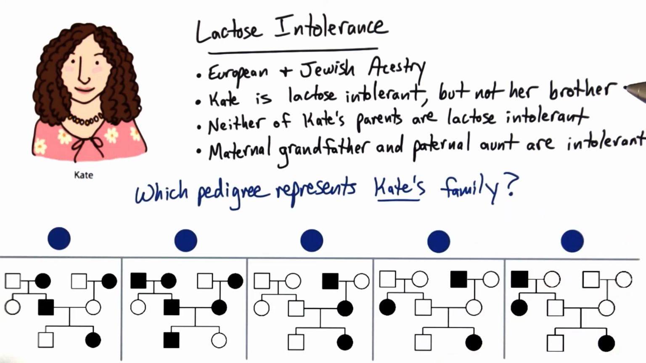Using all of this information, I want you to tell me which of the following pedigrees represents Kate's family and the trait of lactose intolerance. Now, only one of these five pedigrees can be right, and the only way you'll be able to figure it out is if you understand what the symbols mean in the pedigree and what the shading means. Hopefully this isn't too hard, and go ahead and give it your best shot.